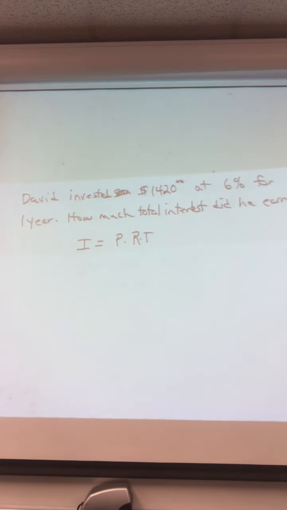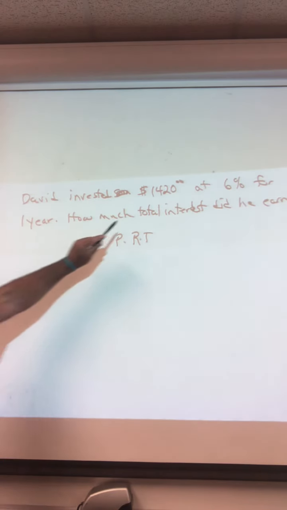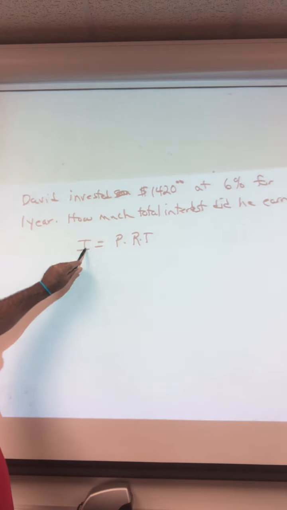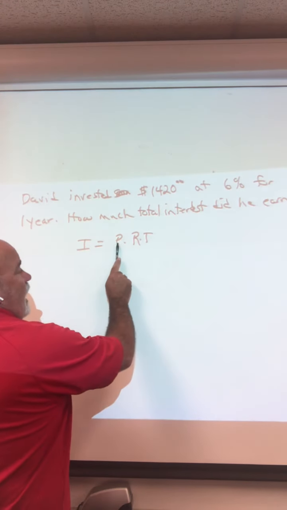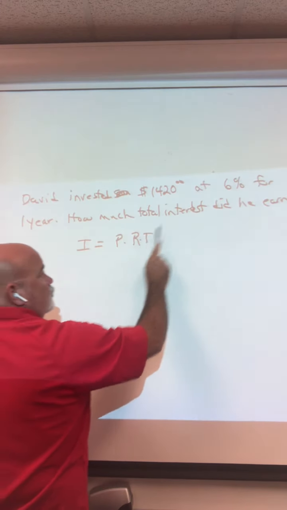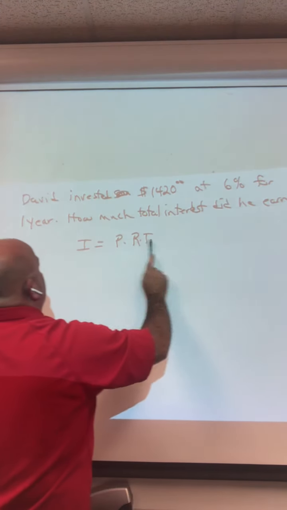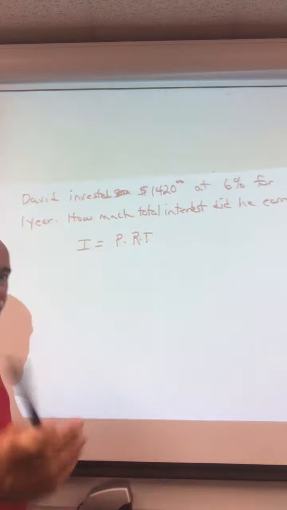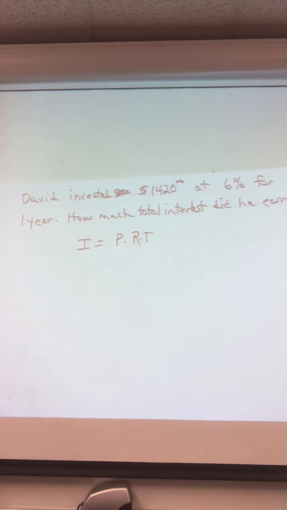So we've got interest equal to principal times rate times time. We're looking for the total interest. We know how much David started with. We know the interest rate. And we know the time is 1 year, which I told you that would be always the case.